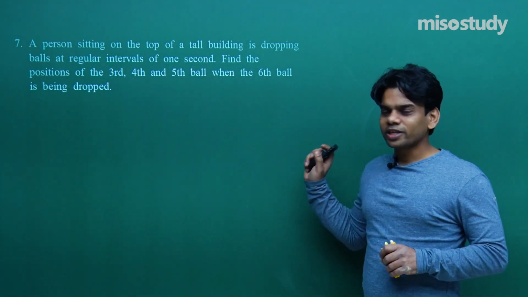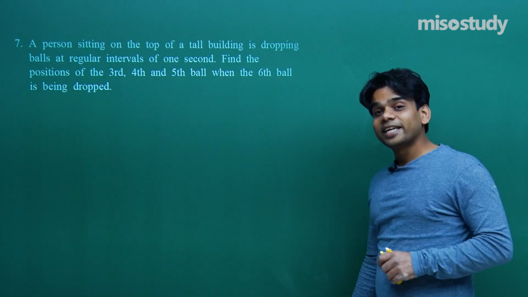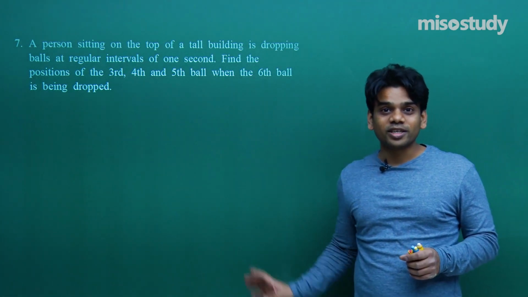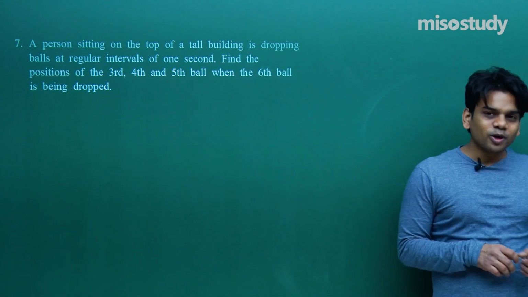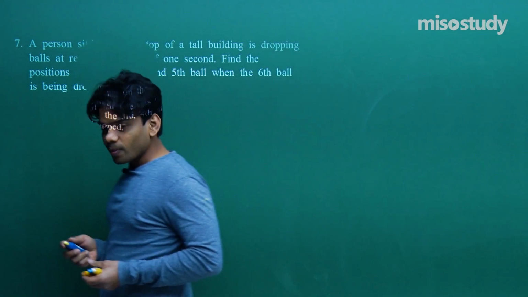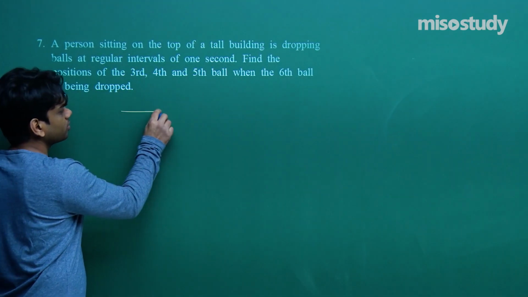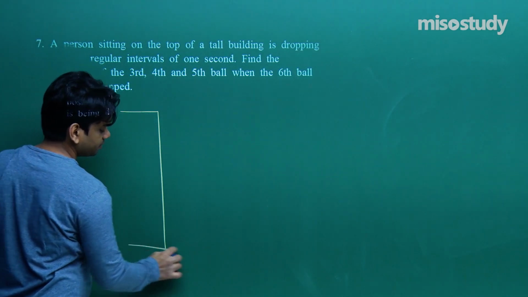The question can have only one thing, find the position of the third ball, but we have just increased the requirement of the question with this kind of problem. Let me show you how the problem statement will look. First of all, let me draw the diagram. The person is standing on the top of a tower.